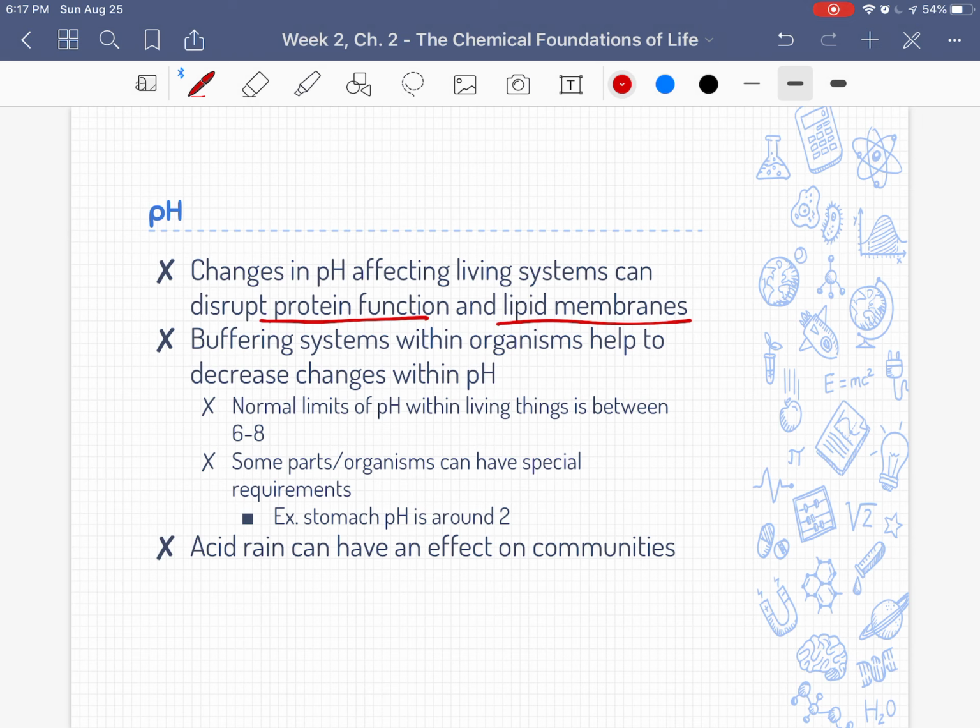So our body will buffer pHs in order to help decrease a change. A buffer is something that helps to decrease changes in pHs. So a weak acid is going to be an example of a buffer. A weak base is going to be an example of a buffer. And it's going to help to decrease the amount of change.